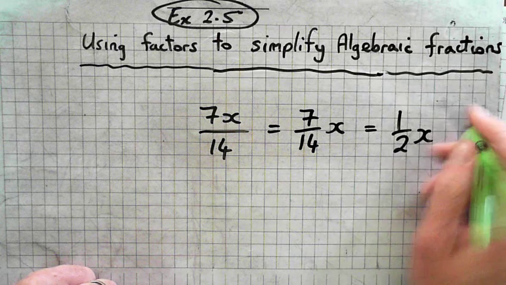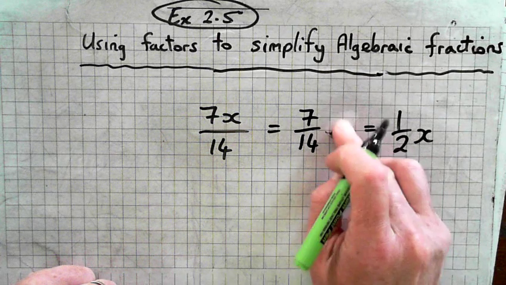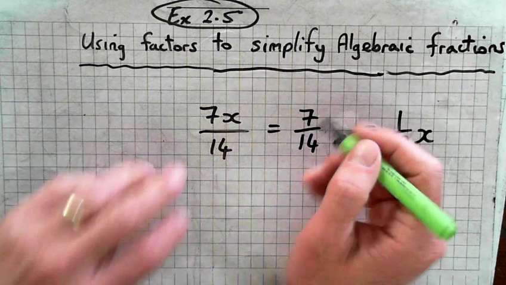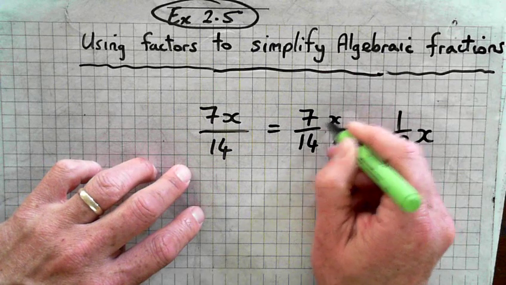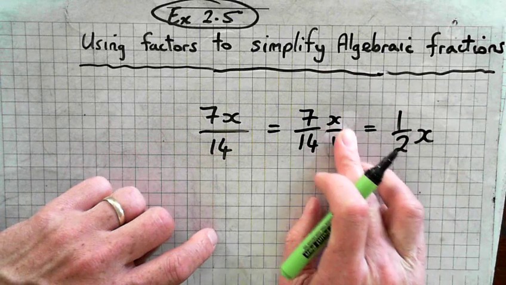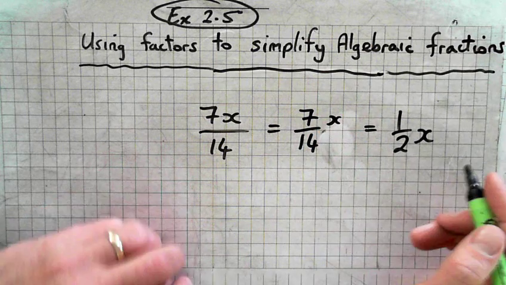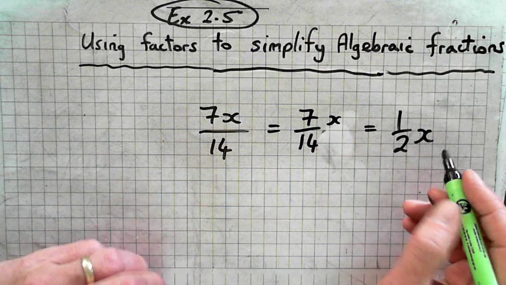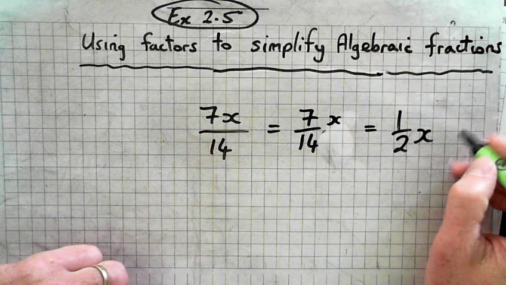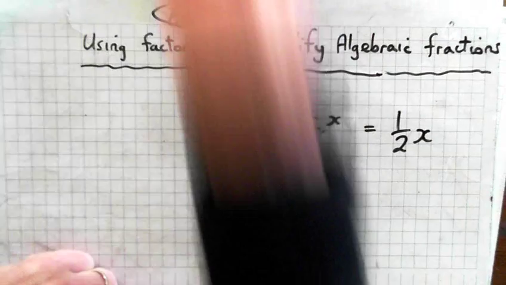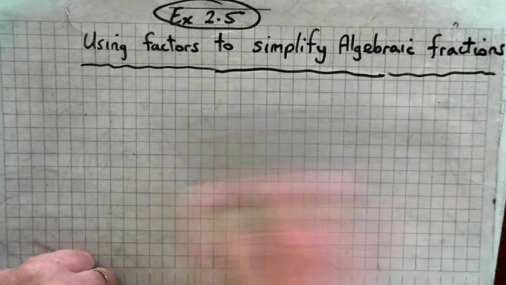Or you can write it as, because the x is on top, see, the x is always on top? x is the same as x over 1. But we can just write it as x. Or it could be x over 2 as well. Is that okay? Alright, the next one.